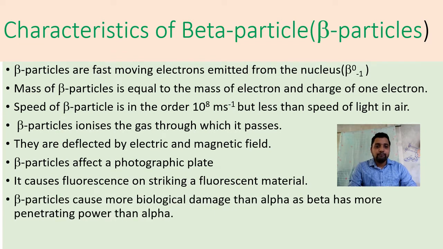Next, beta particles cause more biological damage than alpha because a beta particle has less mass, being a lighter particle compared to alpha. So it has high penetrating power and can go more deeply inside. Because of that, it gives a more harmful effect compared to alpha.